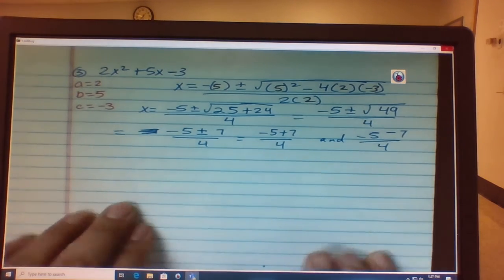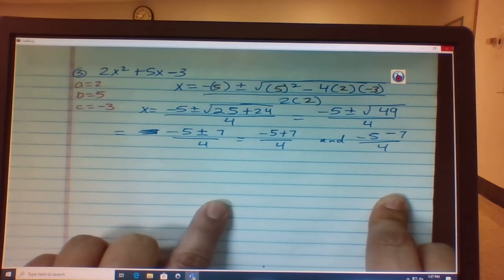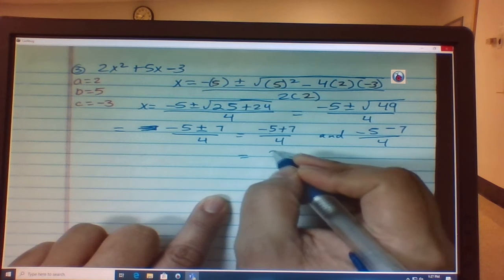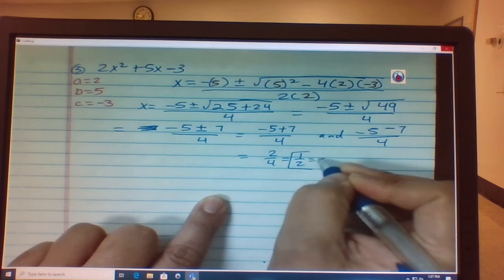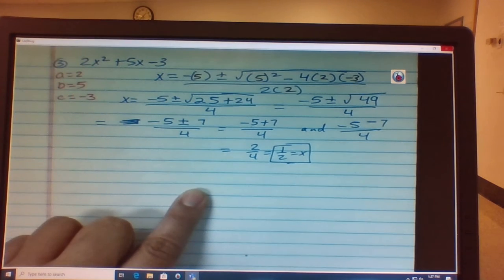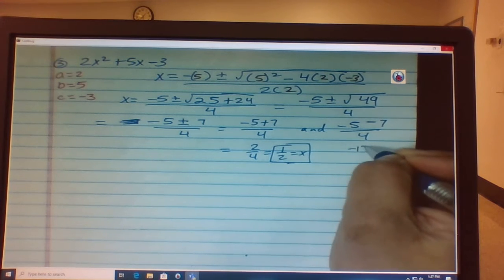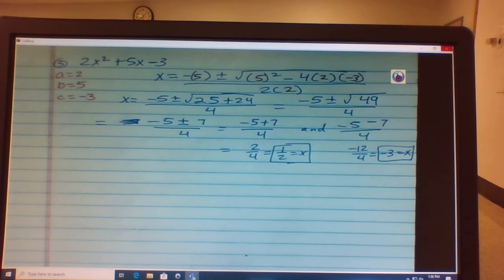So please understand, when there is something that you can take the square root of, you come up with pretty answers. Maybe there'll be fractions, but not crazy fractions. What is -5 plus 7? 2 over 4 becomes a 1 over 2. X is 1/2. There's one answer. What is -5 and a -7? -12 over 4 becomes a -3. There's your other answer.